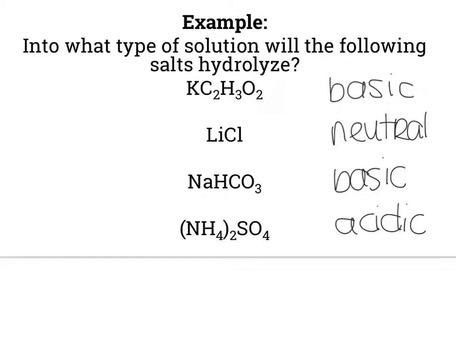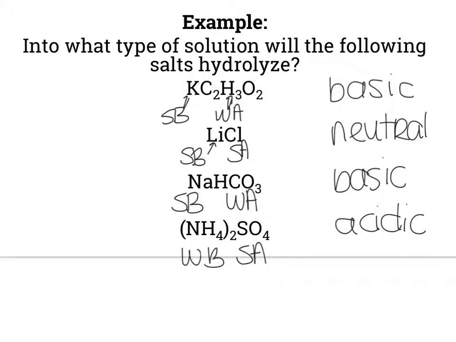Alright, so we have basic, neutral, basic, and acidic. Now, hopefully you're able to figure out what compounds these came from. If not, here's basically what type of compounds they're coming from. Now, keep in mind that how I'm doing this is really what I mentioned before. Potassium's a cation. I add a hydroxide to that, you get potassium hydroxide, strong base. Chloride is an anion. I add H to that, you get hydrochloric acid, strong acid. However, once you set them up like this, it makes figuring it out pretty easy.